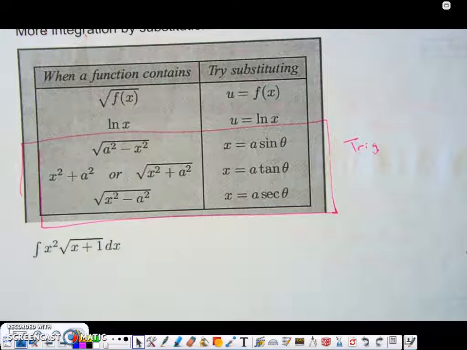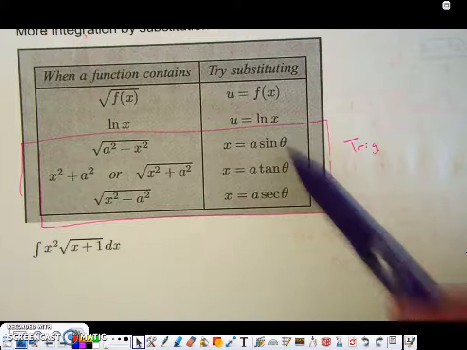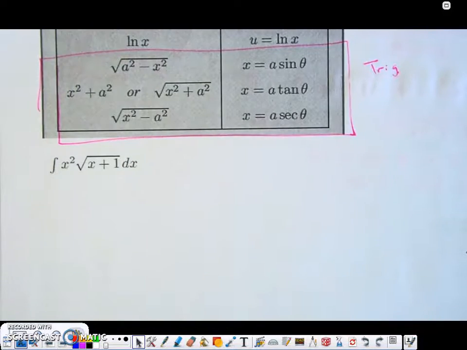Again, they normally give you the trig substitutions on a test, but in your homework they don't. So on your homework, you are going to have to actually look at this chart and decide what is the trig substitution I need. Okay, but these first ones are just going to be use substitution, but they're the kind where you have to solve for x and dx.